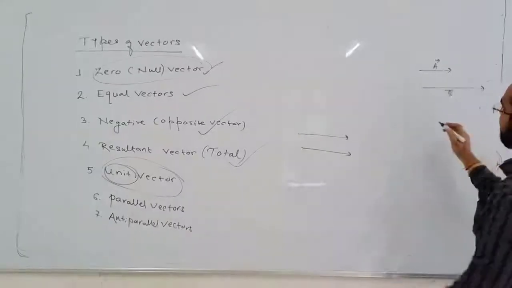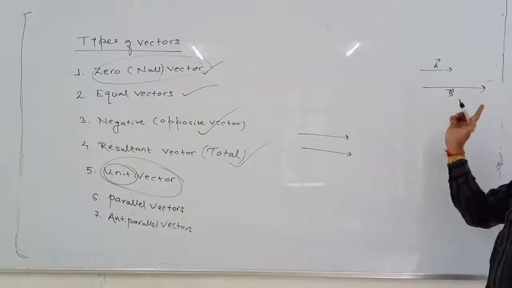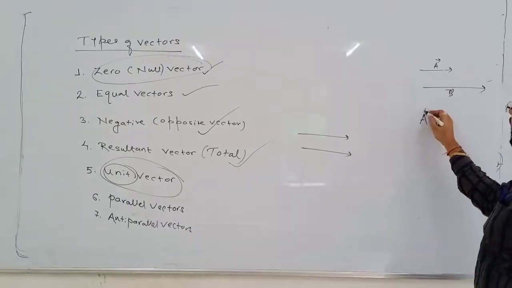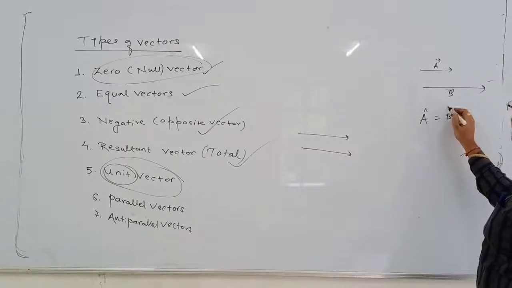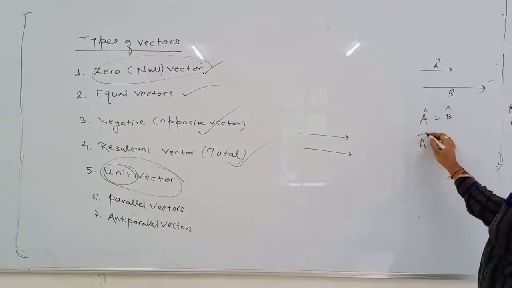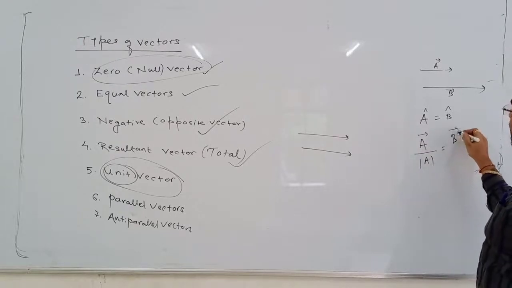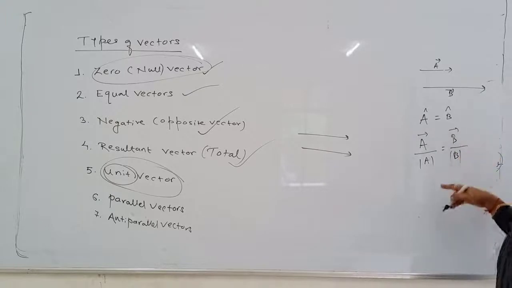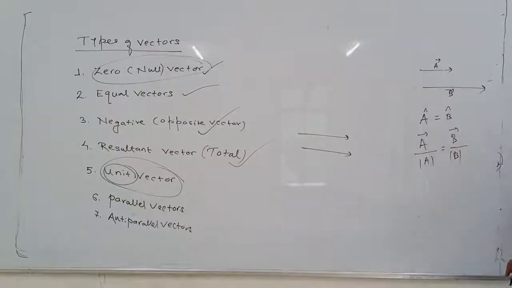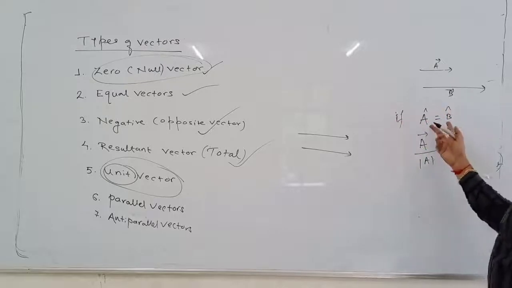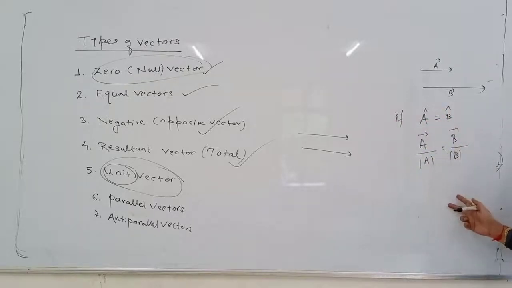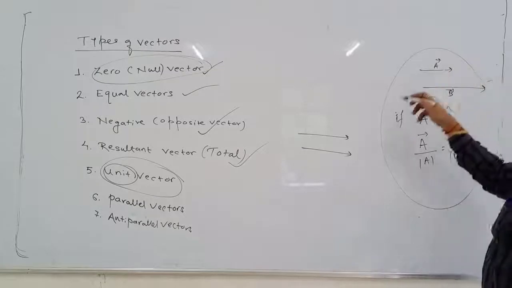But we can definitely say the direction is the same. So we can say A cap is equal to B cap. What is meant by A cap? Vector A upon mod A is equal to vector B upon mod B. Magnitude cancels, only direction remains the same. If A cap is equal to B cap, then the vectors are parallel vectors.